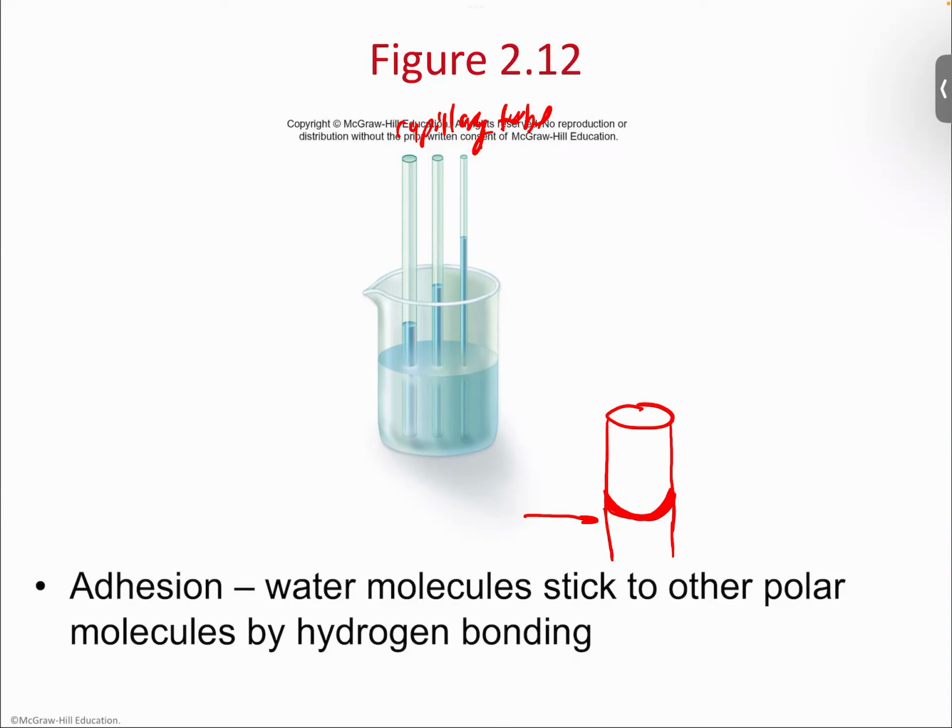When you put the capillary tube in there, remember, all these water molecules are held together by cohesion, right? So it's like this big chain of waters all connected to each other. Well, here's what happens. Let's say I'm a water molecule and I'm hanging on to all you guys, and you guys are all hanging on to each other. And so we're all connected with our hydrogen bonds.